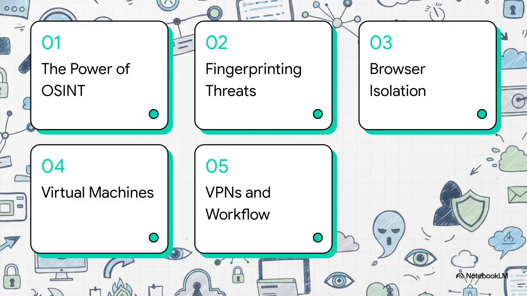Here is our roadmap for today. We've got the power of OSINT, fingerprinting threats, browser isolation, virtual machines, and VPNs and workflow. We're going to construct your OPSEC kind of like a set of nesting Russian dolls, starting with the core ideas, identifying the invisible threats, and then systematically building your defenses outward, layer by layer.